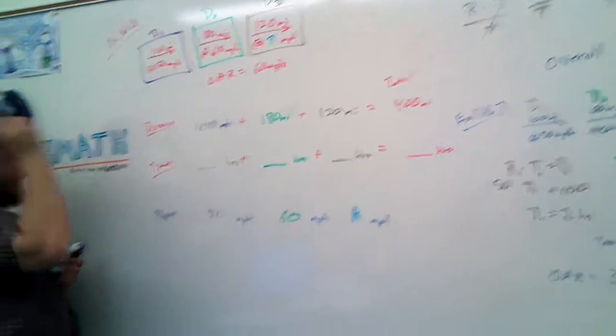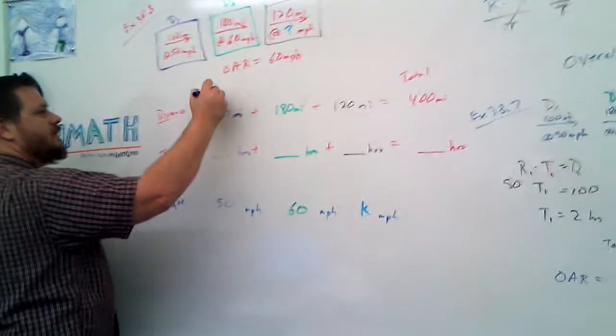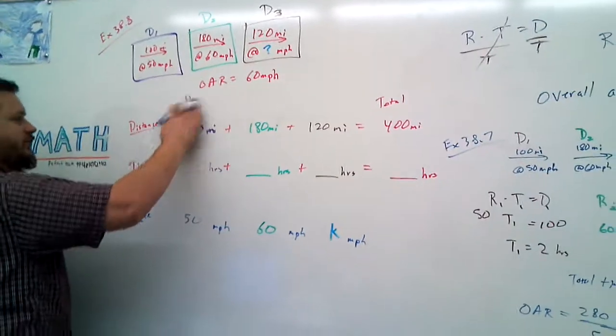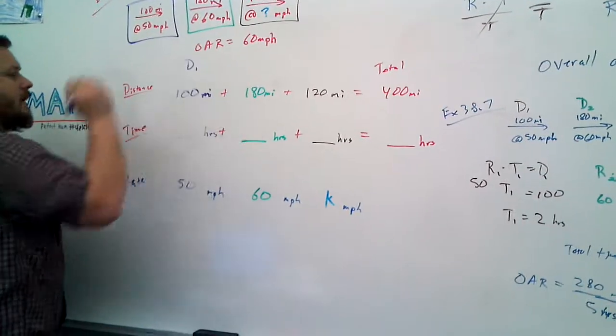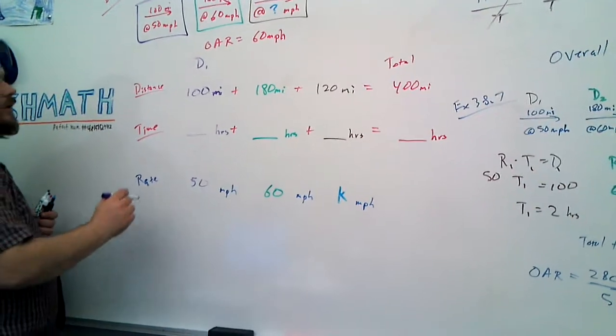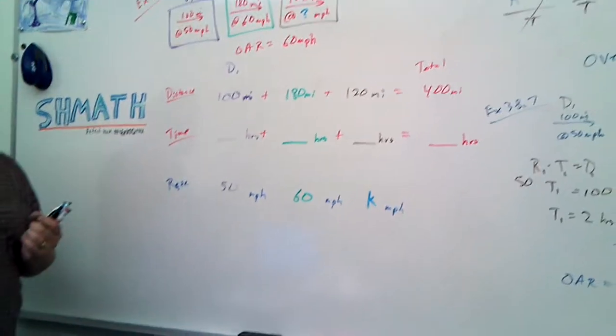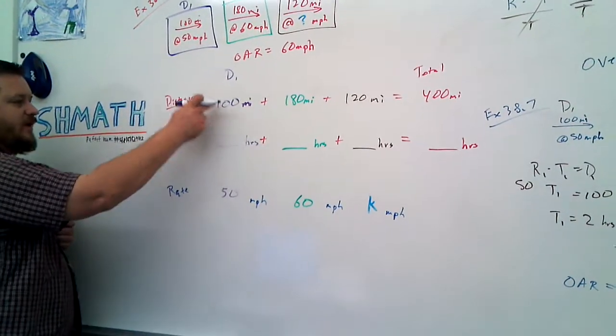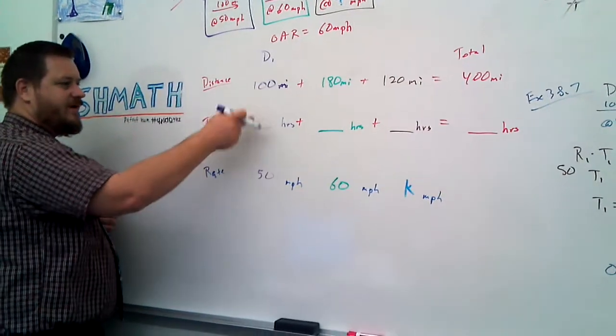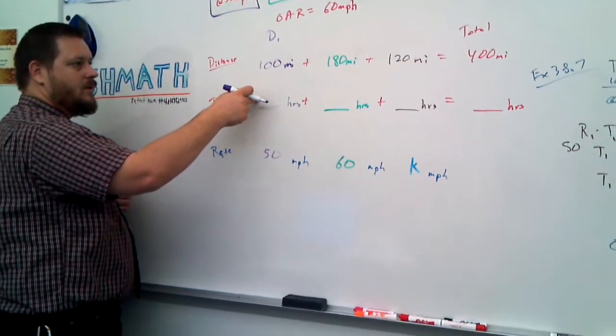Okay. Now, in the first leg of the journey, we know that rate times time equals distance. If we know the distance and we know the rate, can we find the time? Yes, we can.